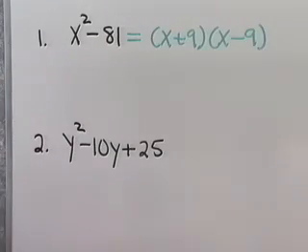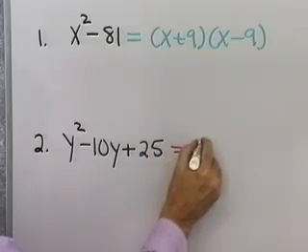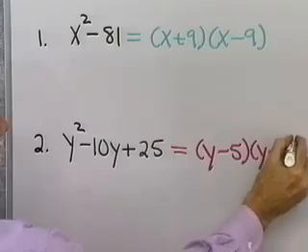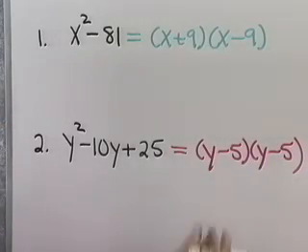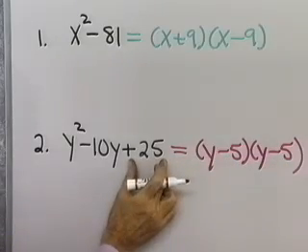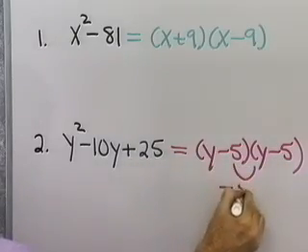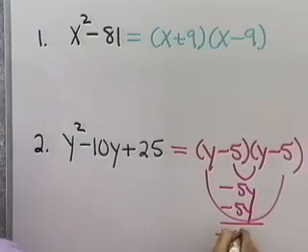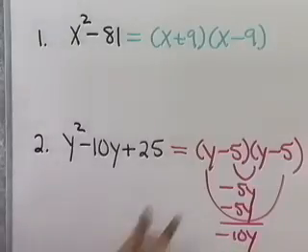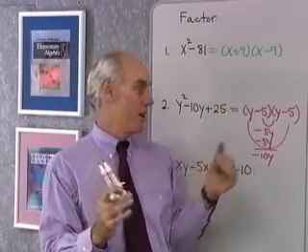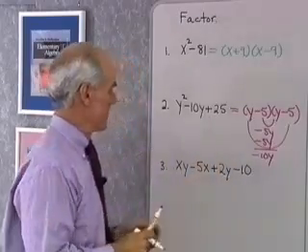Next problem. Y squared minus 10y plus 25. This looks like, how about y minus 5 quantity squared, or y minus 5 times y minus 5, either way you want to write it. Y times y is y squared, negative 5 times negative 5, positive 25. Inside minus 5y, outside another minus 5y. Sure enough, those add up to minus 10y. So these are the factors, y minus 5 and y minus 5, or if you want, y minus 5 quantity squared for the factorization of this.